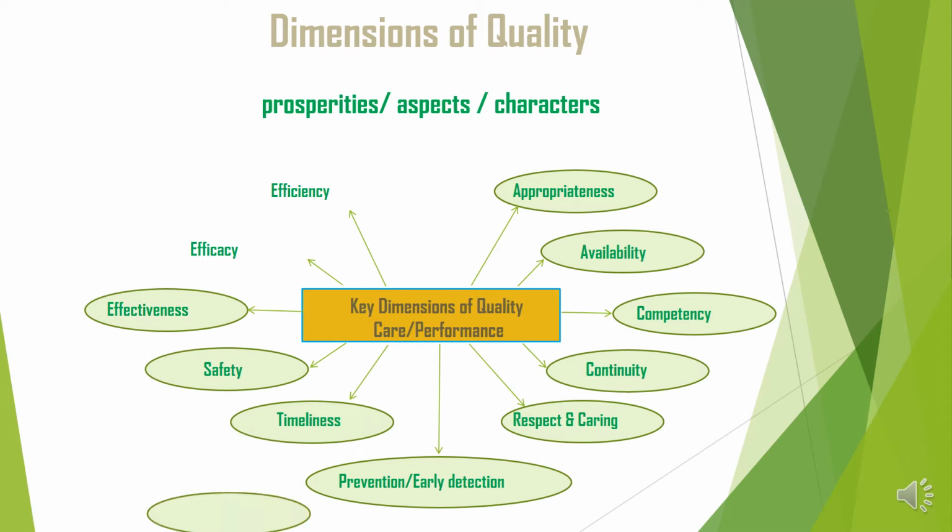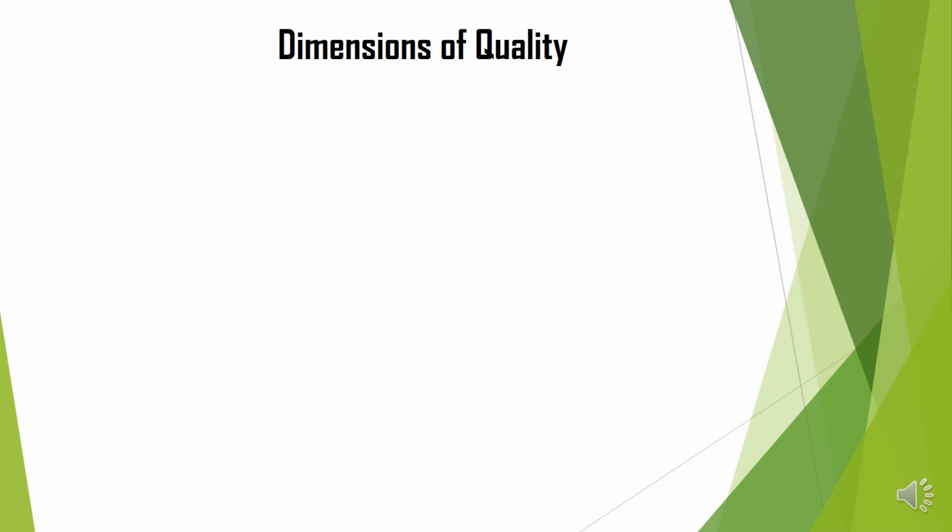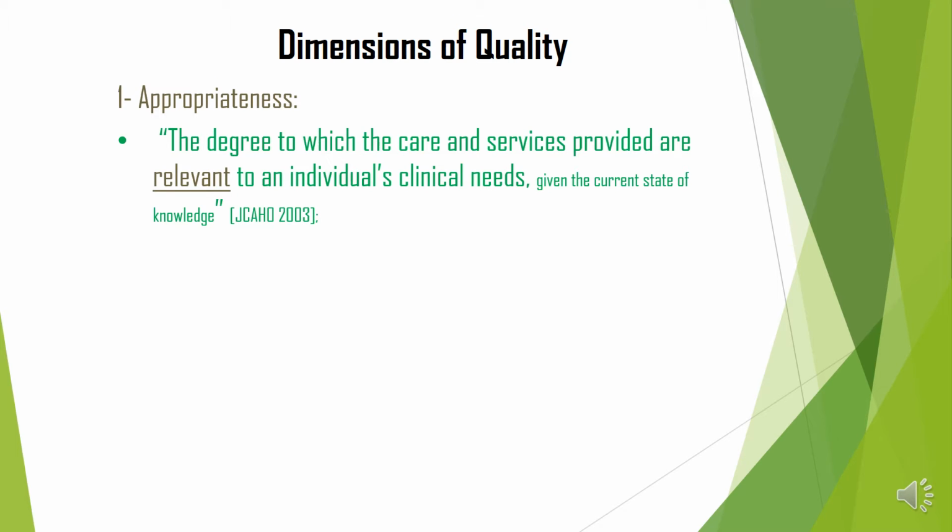We will discuss them one by one, and we are going to put a keyword for each one of them. So let's start with appropriateness. What is appropriateness? It is the degree to which the care and services provided are relevant to the individual's clinical needs. So the keyword here is that the care we are producing or the services we are giving to the patients is relevant to the needs. If it's relevant to needs, it's appropriateness.